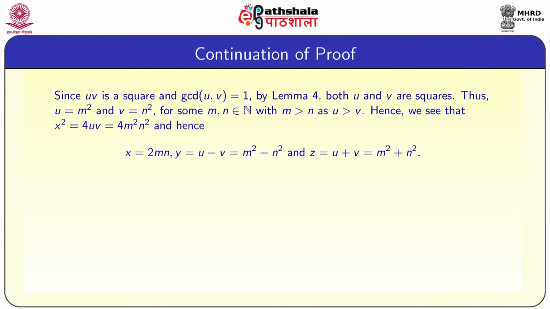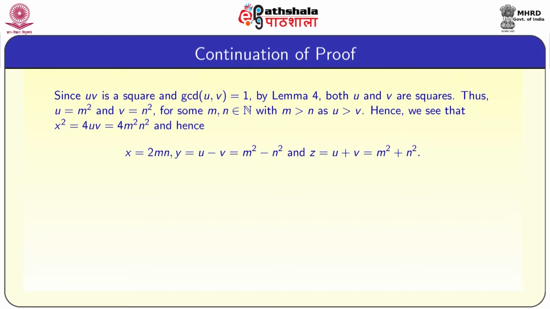Now, since uv is a square, as observed again that (x by 2) whole square is equal to uv. So, x is even, we are already assuming that. So, x by 2 is an integer. So, uv is a square number and GCD of u, v is equal to 1. So, by the previous lemma both u and v are also squares. Here we are going to introduce m and n. Since u and v are squares and they are integers, u is equal to m square and v is equal to n square for some m, n belonging to natural numbers. Since u is greater than v, m greater than n is very direct.